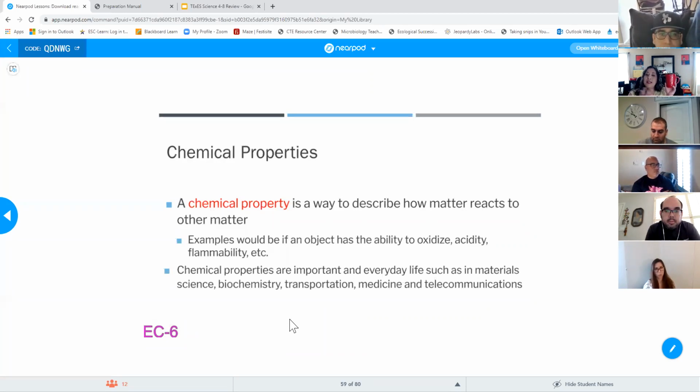And any of those things we're talking about, if I want to see if it's flammable, if I put a match to it to see if it actually lights on fire, all of those things would be a way to see if it's going to react to something else. It might react, it might not react, but all of those are chemical properties. So it's a way to describe how my object here would react to something else. And again, in everyday life, we're going to have chemical properties that are used to describe things.